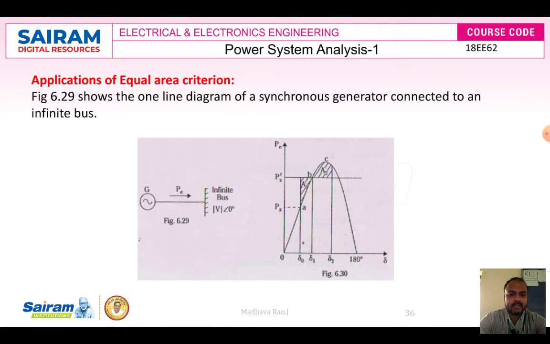According to this single line diagram, here we have a power versus rotor angle delta graph. Here delta naught, delta 1, delta 2, and 180 represent the rotor angles, and PE, PS, PS dash represent the powers from the synchronous generator. A1 is the positive area and A2 is the negative area. When A1 and A2 are equal, the system is stable. The system is not stable when A1 and A2 are not equal.